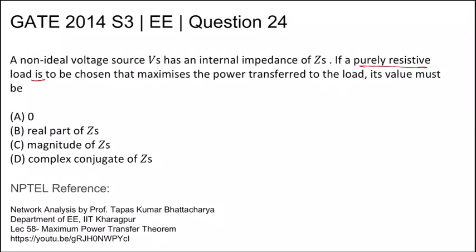Now in the given question, for a purely resistive load only the amplitude condition can be satisfied, not the phase condition, since Zs conjugate cannot be R. So the magnitude of R should be equal to Zs. This is the condition of maximum power transfer in this special case. So the value of the resistance must be equal to the magnitude of Zs. So option C is the correct option.